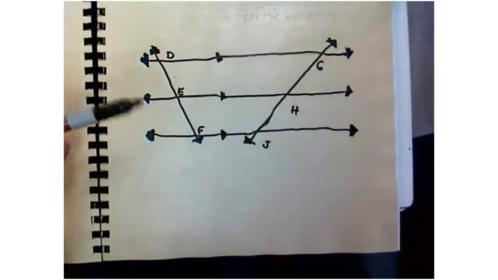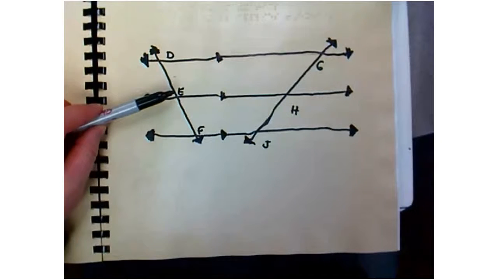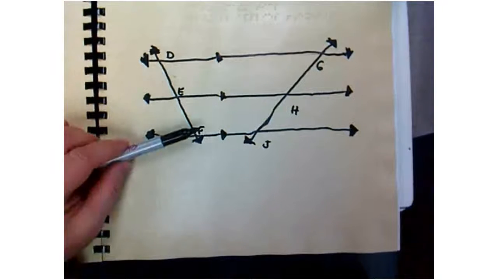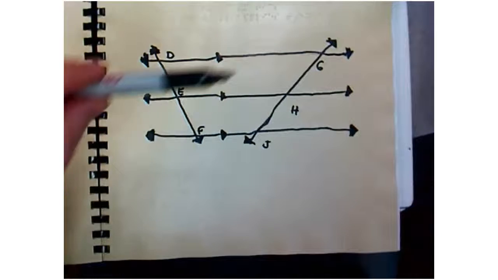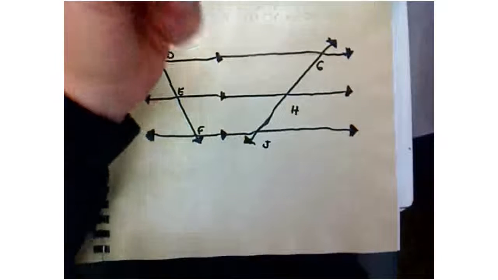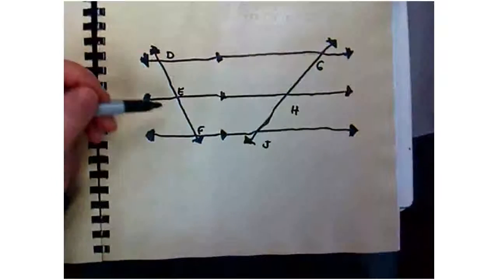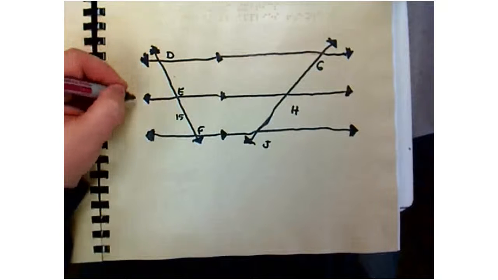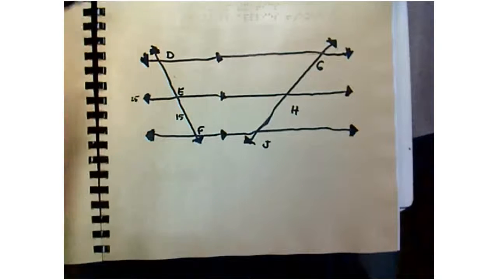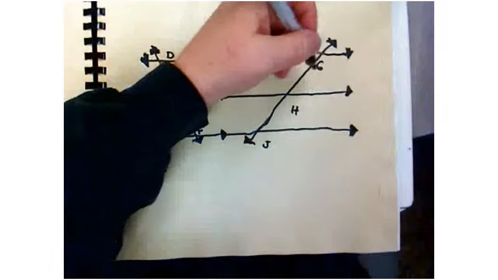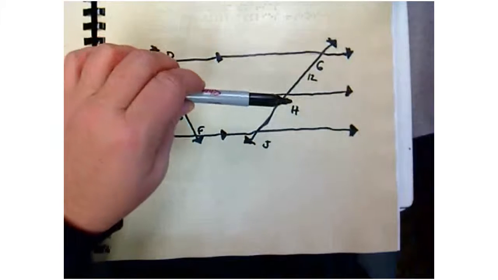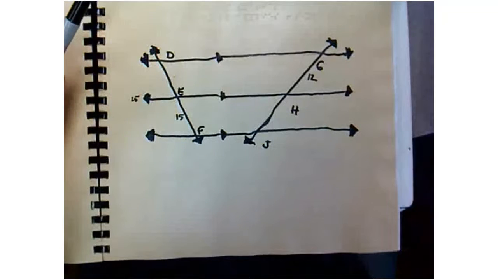It says, describe how you would find GJ if EF is 15, DF is 25, and GH is 12. So EF is 15, DF is 25, the whole thing, and GH is 12. What kind of things do we have to do to figure this out? Because we've got to figure out GJ, the whole thing.